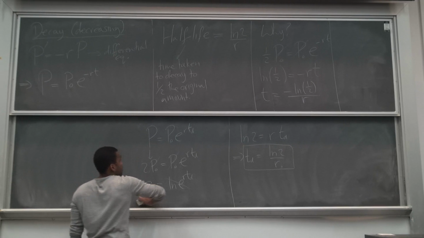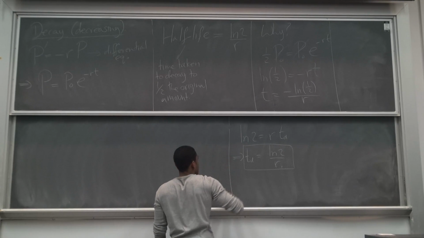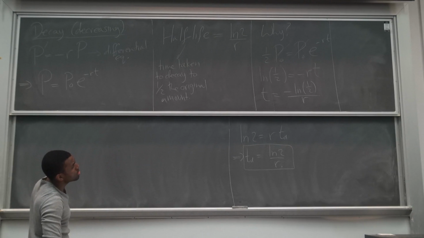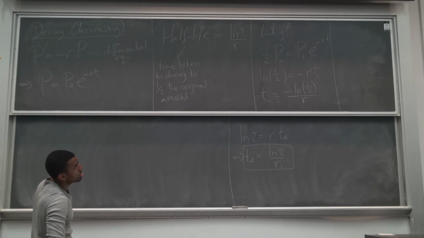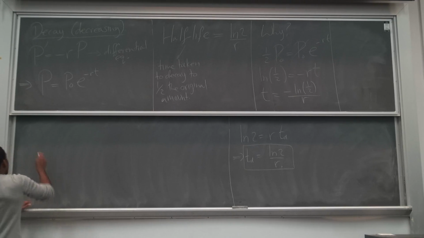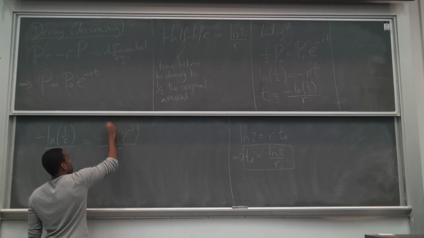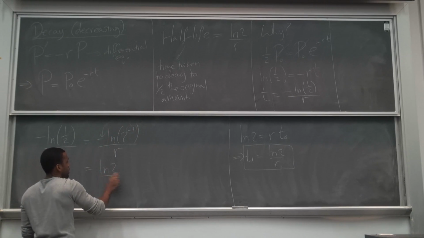Why is minus ln of a half over r the same as ln of 2 over r? You can take the negative, and that's actually a negative 1. Move it to the exponent, and that flips the 1/2. So 1/2 is just 2 to the minus 1 power, which means this negative 1 I can bring down, turns that negative sign to a positive, and I get ln 2 over r. So they're the same.